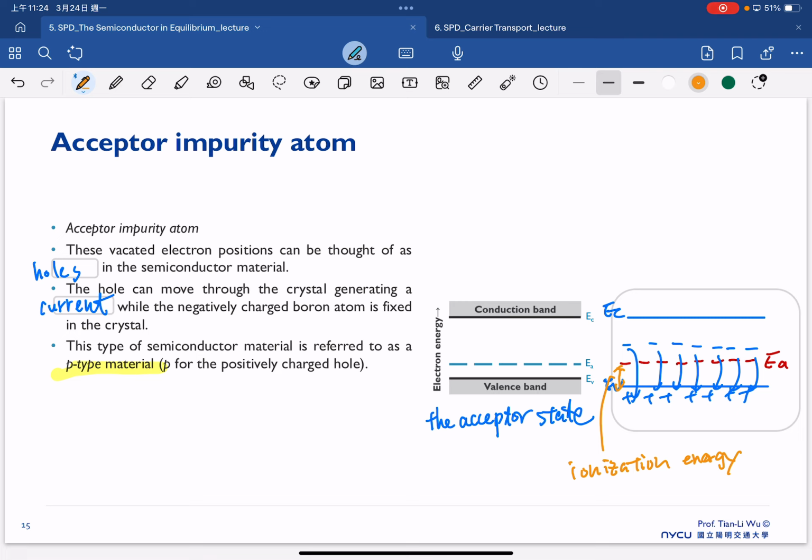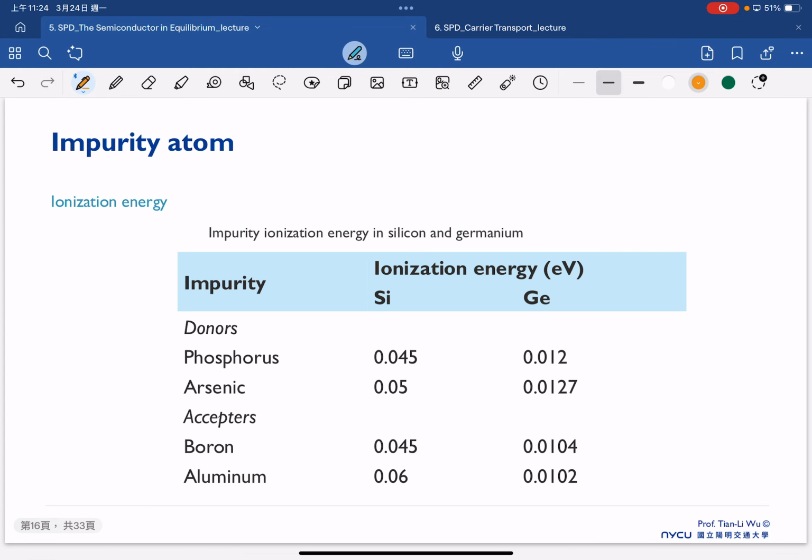Okay, so let's look at some of the ionization energies in silicon with the different impurities here. In general, you can see that for these impurities, no matter whether donor or acceptor, their ionization energy is very small. It's around 0.045 or 0.06 eV.